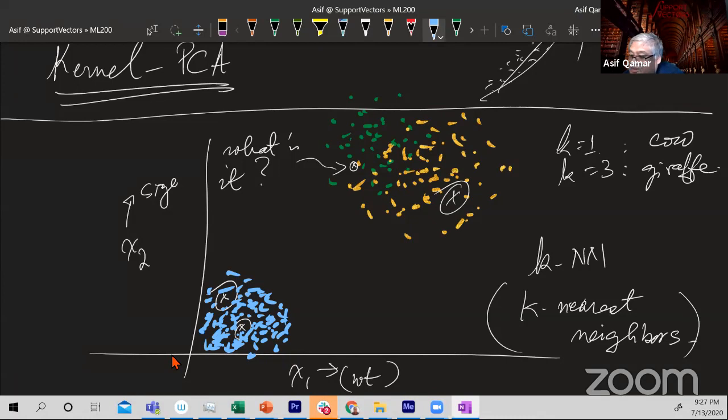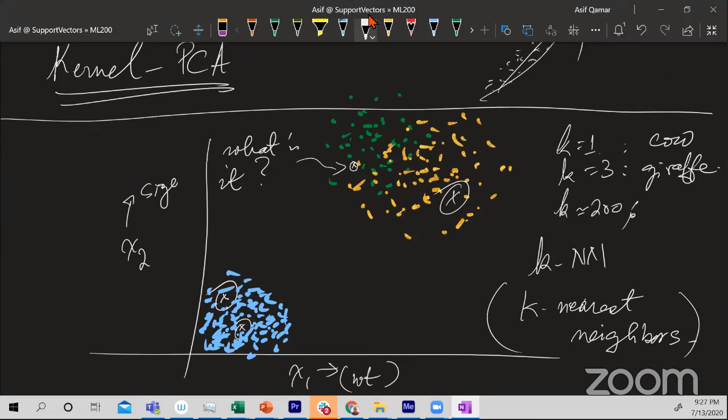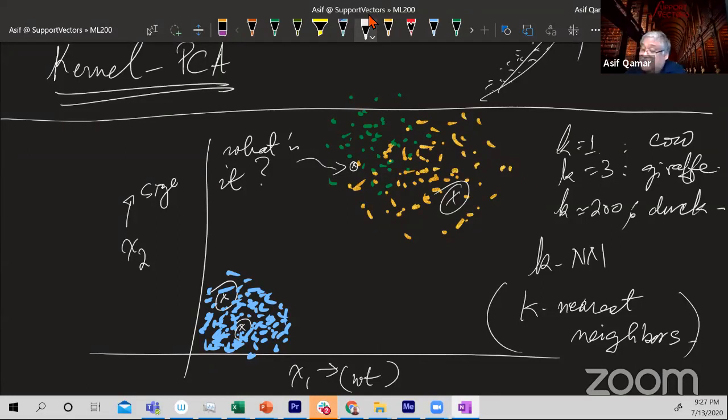So now, suppose you take K equal to 200, let's say. What do you think your answer will be? It will be the entire data set. And what is the majority here? Duck. So you will end up with an answer of duck. So you notice how your answer varies as you go from here to there. This is the traditional journey from high variance to high bias.